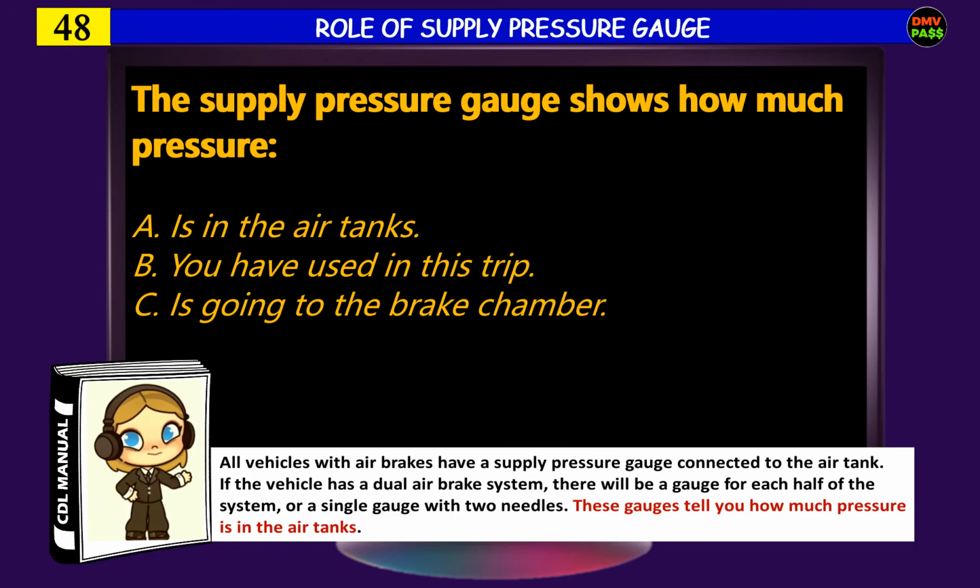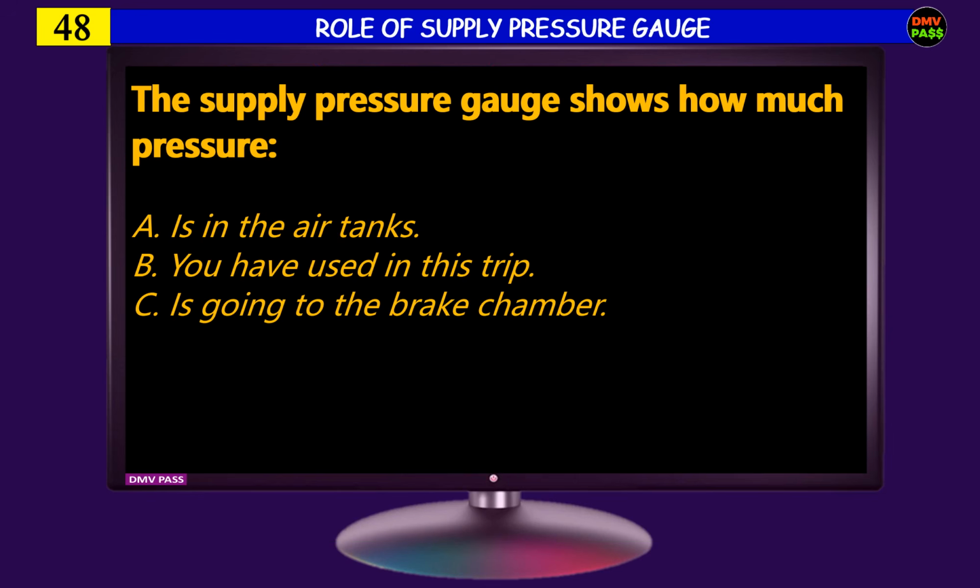Note: all vehicles with air brakes have a supply pressure gauge connected to the air tank. If the vehicle has a dual air brake system, there will be a gauge for each half of the system, or a single gauge with two needles. These gauges tell you how much pressure is in the air tanks. So, the correct answer is A. is in the air tanks.